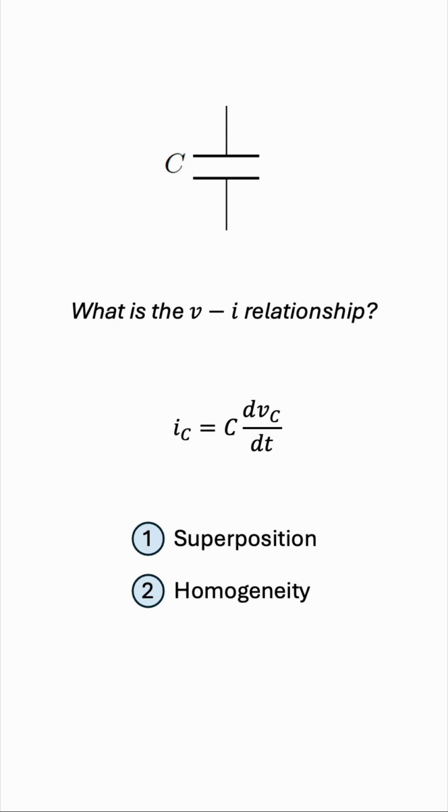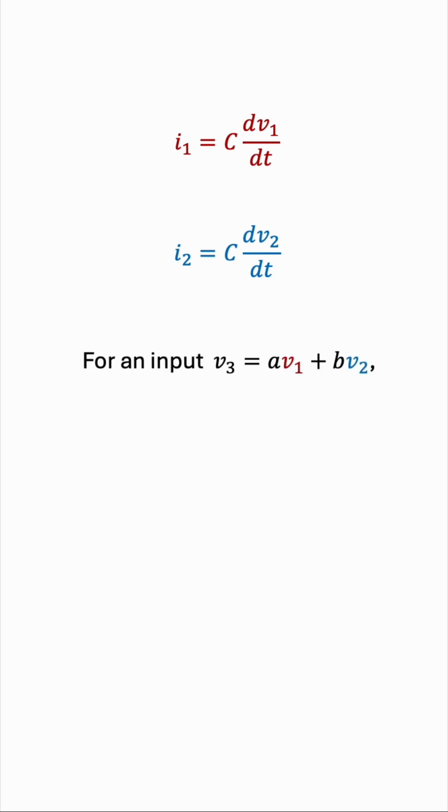How can we check for these two conditions? Say we have a voltage V1 for which the output is I1, and a voltage V2 for which the output is I2. Say there is a third voltage, which is a linear combination of the two voltages, some constant A times V1 plus some constant B times V2. For the capacitor to be linear, the question is, will the output I3 be the same linear combination of the two individual outputs? Will it be A times I1 plus B times I2?